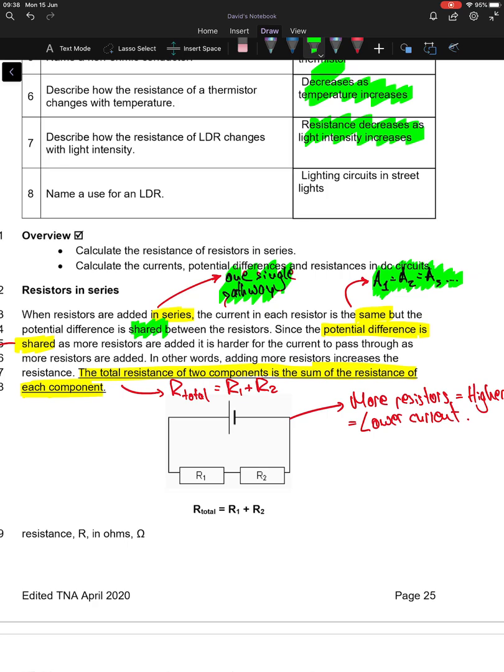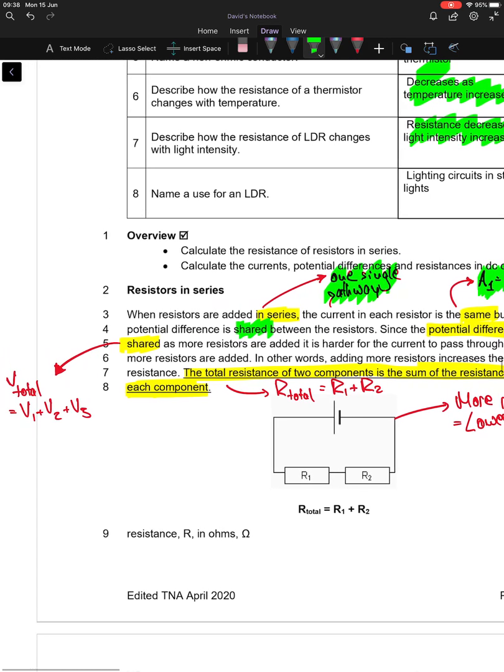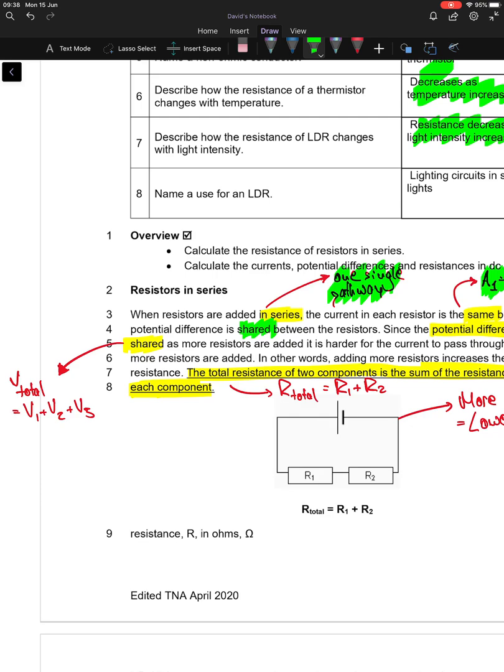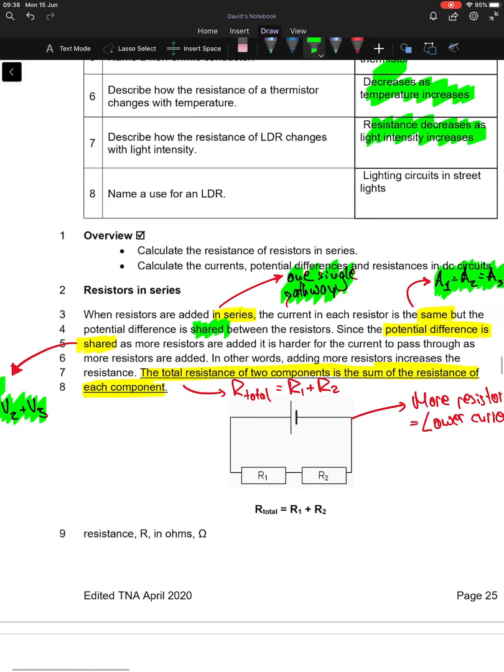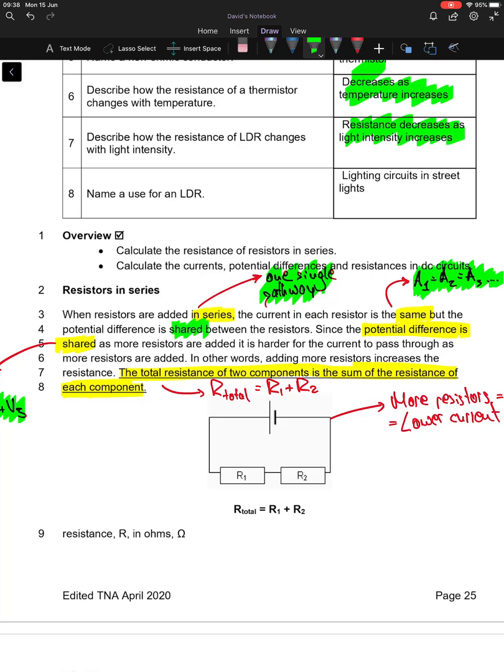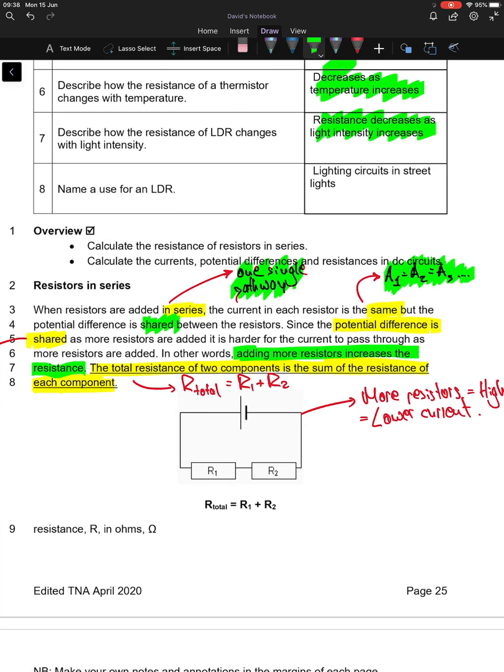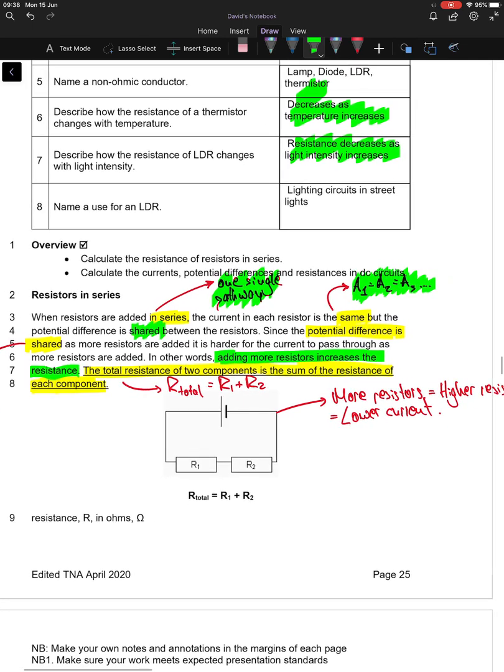But the potential difference is shared between the resistors. Since the potential difference is shared, we might have seen this represented as total voltage equals V1 plus V2 plus V3, different voltmeters in the circuit. Worth remembering that. As more resistors are added, it's harder for the current to pass through. In other words, adding more resistors increases the resistance. Important relationship there to remember. Adding more resistors increases the resistance.